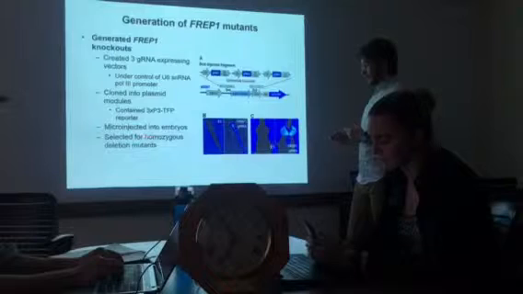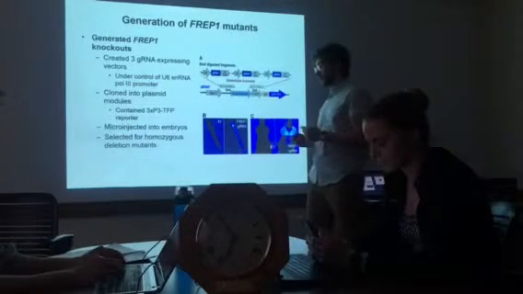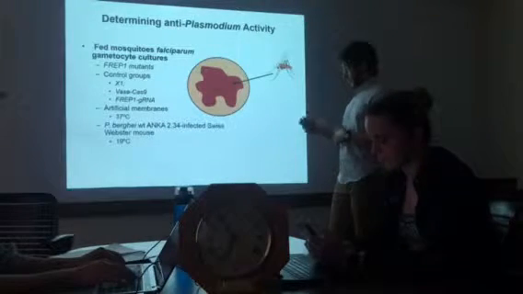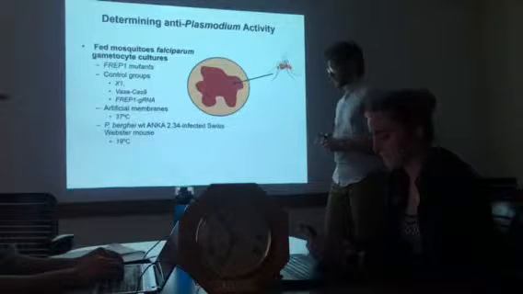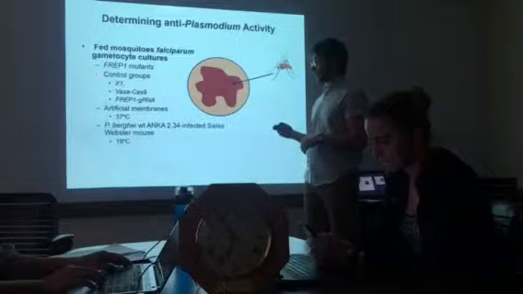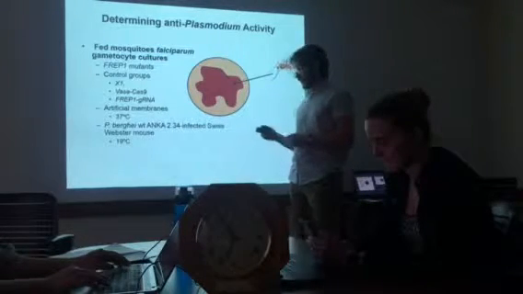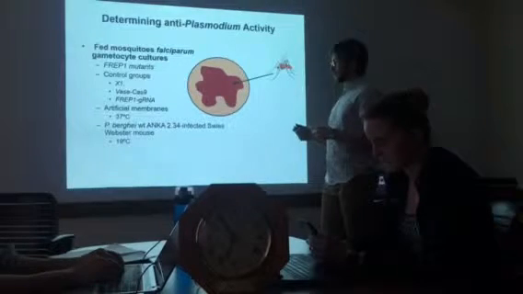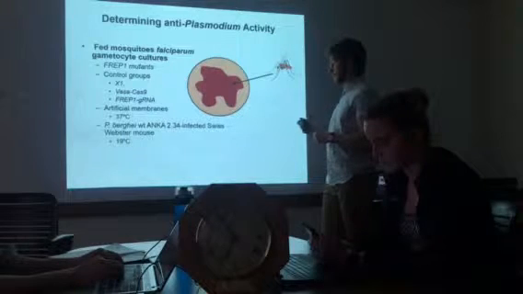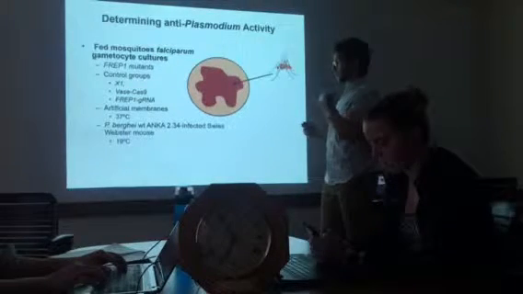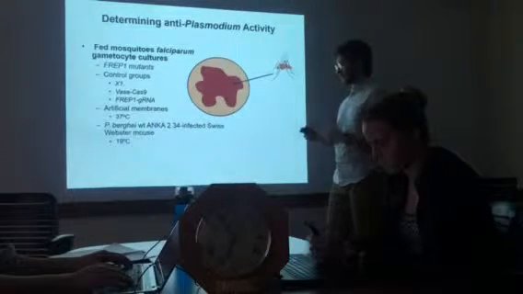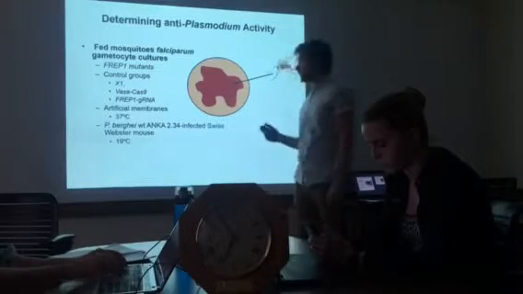And what they did is they microinjected these into embryos, and they selected for homozygous deletion mutants for the section that I'm going to talk about. So first what they did is they fed the mosquitoes on falciparum gametocyte cultures, and they fed the FREP1 mutants on these cultures along with the control groups X1 Cas9, FREP1 gRNA, and they did this through artificial membranes at 37 degrees Celsius, and they also allowed them to feed on the Webster mice at 19 degrees Celsius for another way of just mixing up their research.